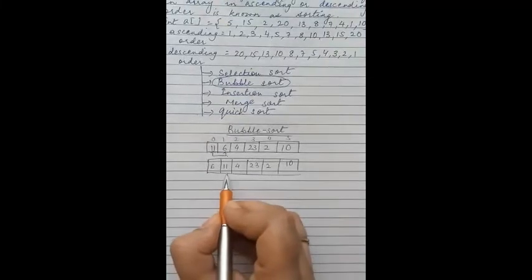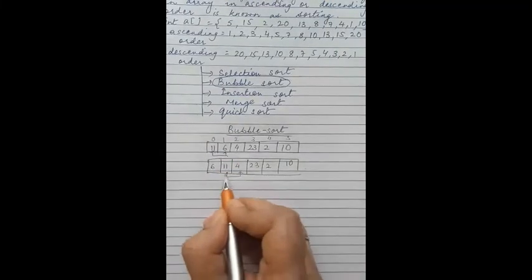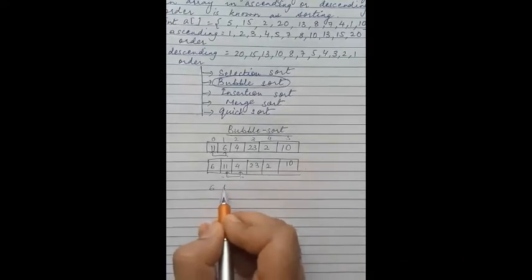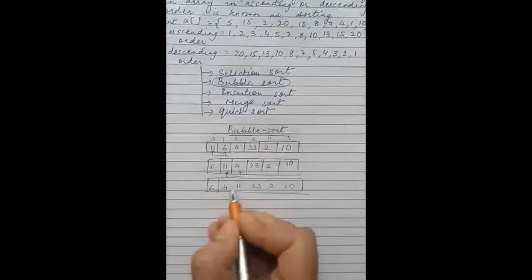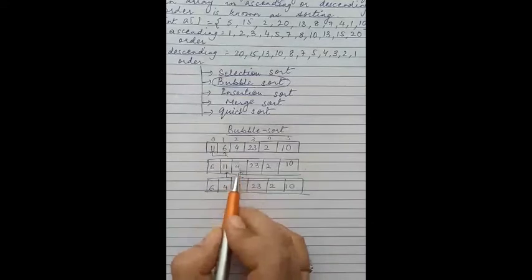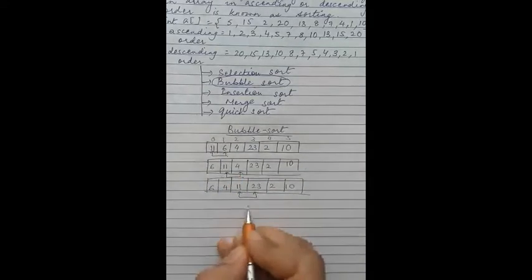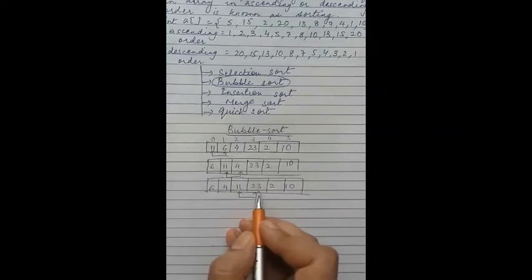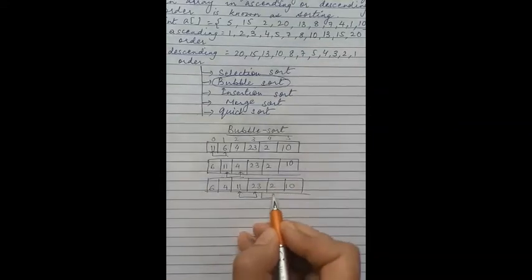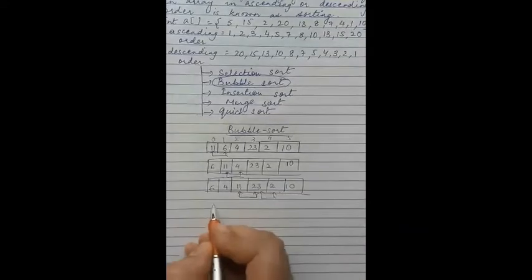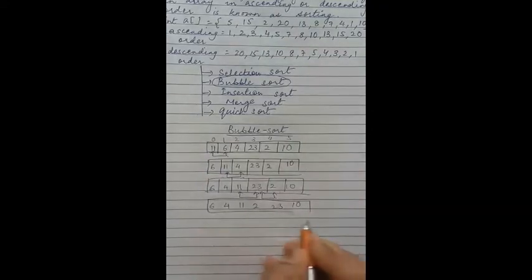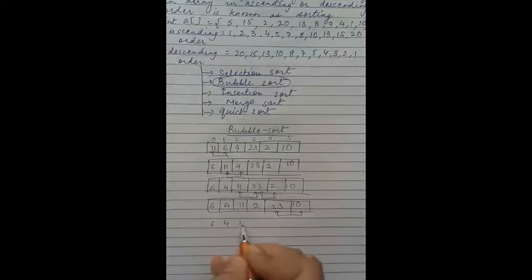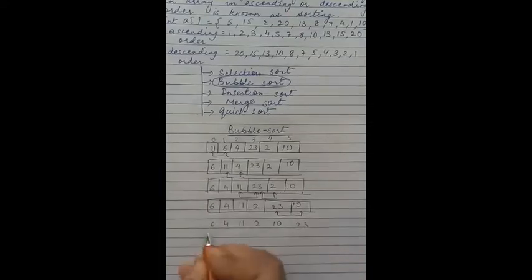Now I will be comparing the elements at location 1 and 2. Whichever is smaller comes on the top. So the array will become like this. Now I will be comparing elements at position 2 and 3. No change, because 11 is smaller than 23. In the next step 23 and 2 will be compared, and 2 will come over here and 23 will come over here. So the array will look like this: 2, 23 and 10. In the next step 23 and 10 will be compared. They will be interchanged again and it will look like this.